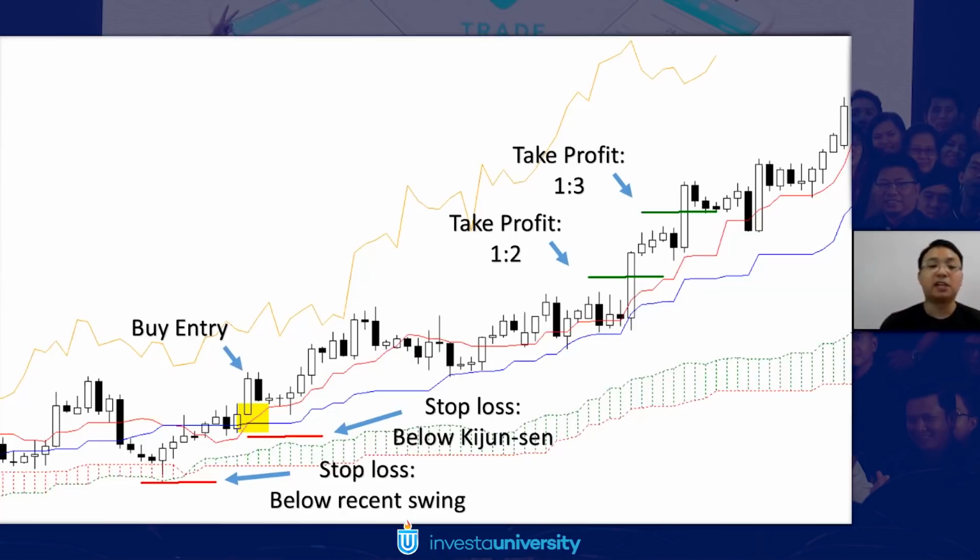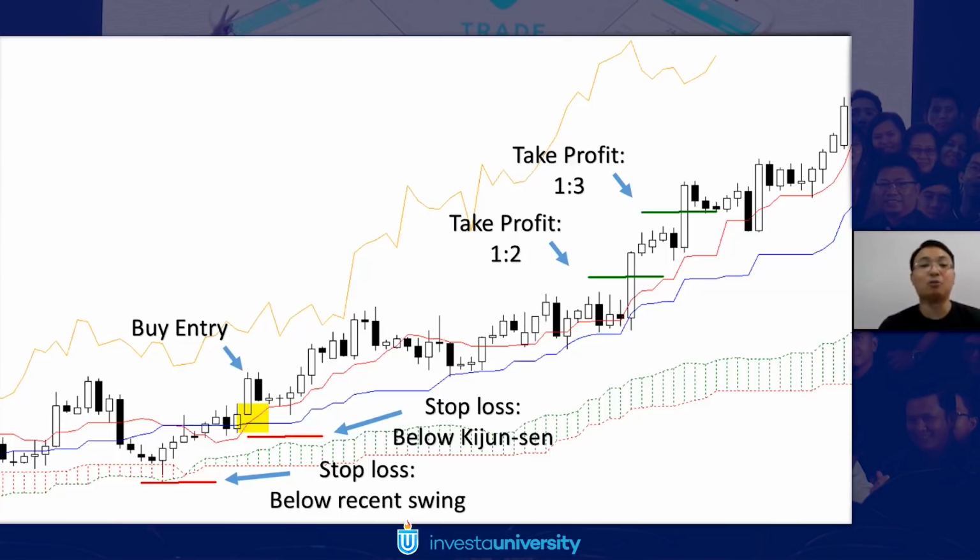Number one, you take a look at the price relative to the cloud. Price is above the cloud, check. Number two, is the cloud colored green? Check, that's a buy signal. Number three, is your Chikou span above the price 26 periods ago? Let's just assume that it is.